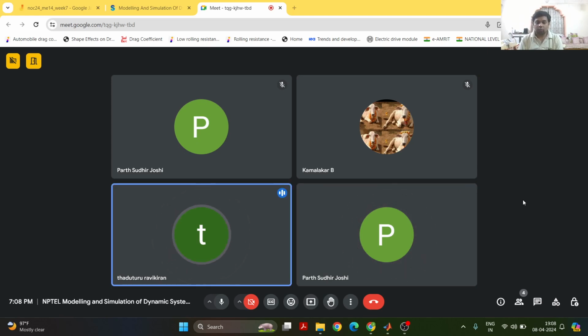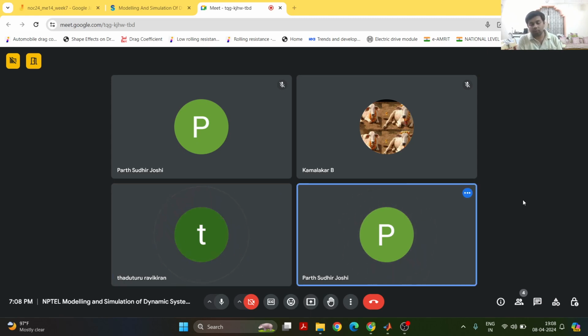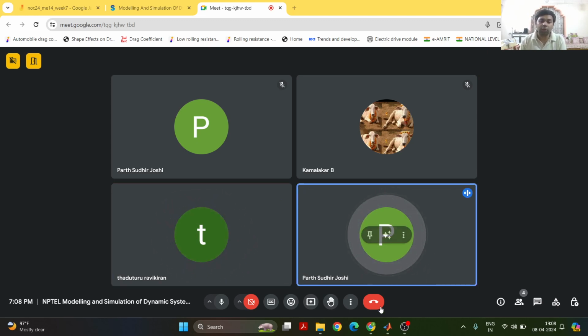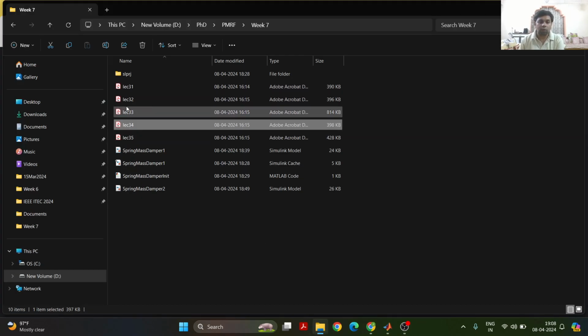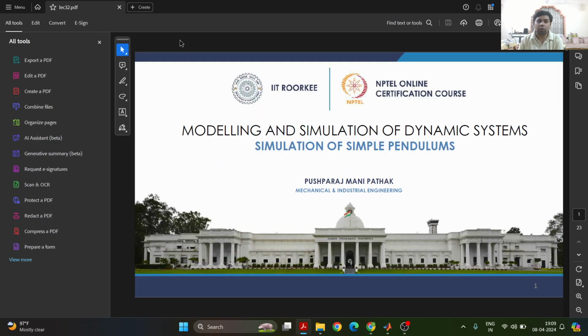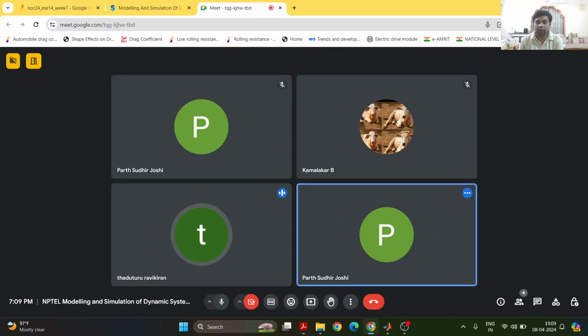And one more is in the second tutorial, that is the simulation of the pendulum using Simulink. With the example I tried, but somehow I'm not able to get the result properly. Which example are you mentioning? The one which was told by the professor in the lecture. So okay, let me just open up the slides.